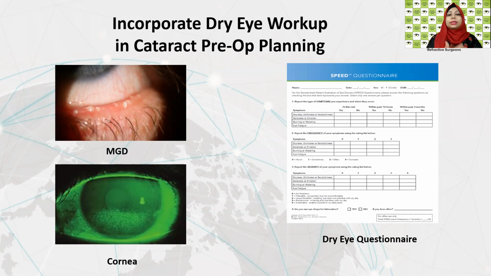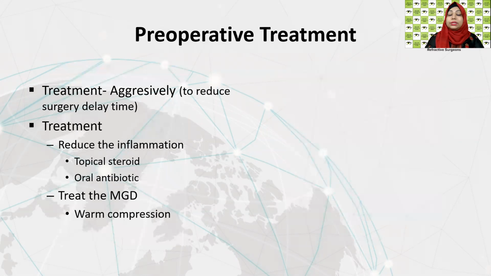What we do is when we see the patient at the slit lamp, we must see if the patient is suffering from any meibomian gland dysfunction, what is the status of the cornea, and we routinely give a dry eye questionnaire workup to our patients. Once we see that the patient is suffering from dry eye, we must go for treatment aggressively. Here I'm taking the ASCRS protocol. Why treat aggressively? Because we have to reduce the surgery delay time. That is why the patient came here, for cataract surgery.